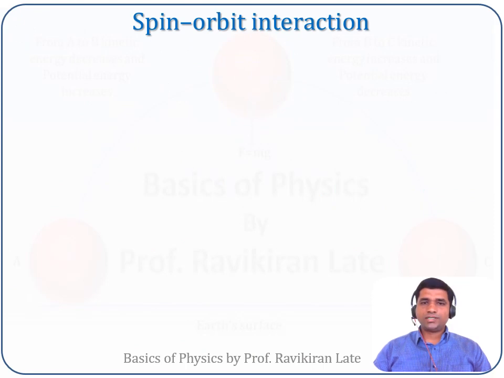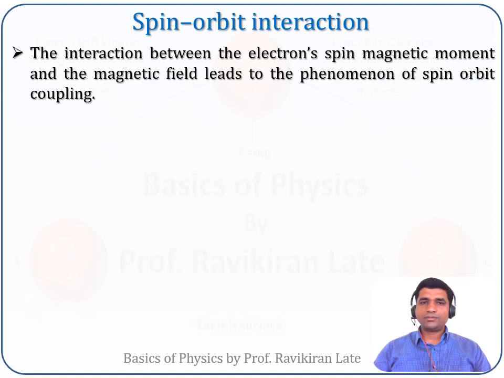So we had seen yesterday what is spin orbit interaction, but for the sake of information, let me tell you: the interaction between the electron spin magnetic moment, which the electron has intrinsically, and the magnetic field which is produced by the nucleus's motion around the electron when we are looking at the nucleus from the electron's frame of reference. This interaction between the spin magnetic dipole moment and the magnetic field of the nucleus is called the spin orbit coupling or spin orbit interaction that we had seen yesterday.